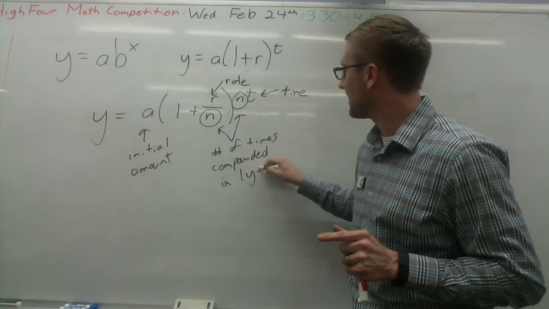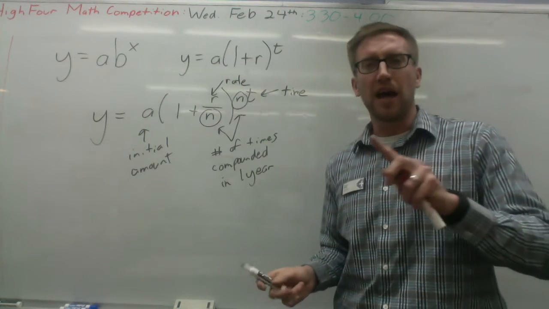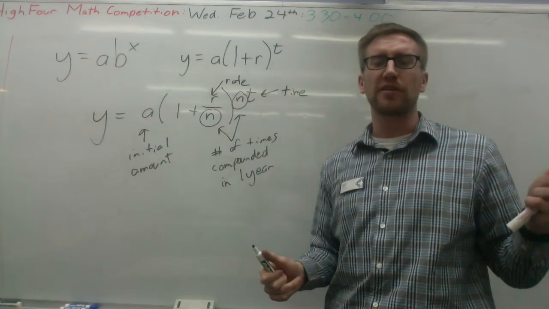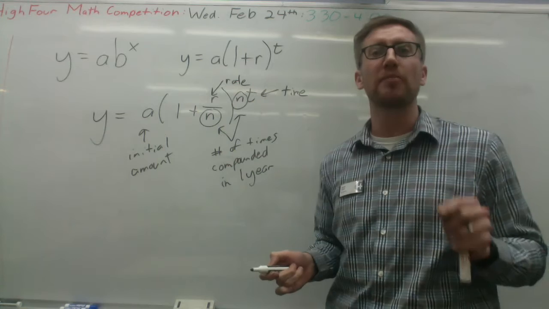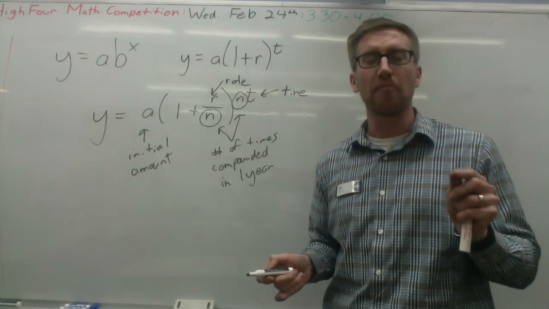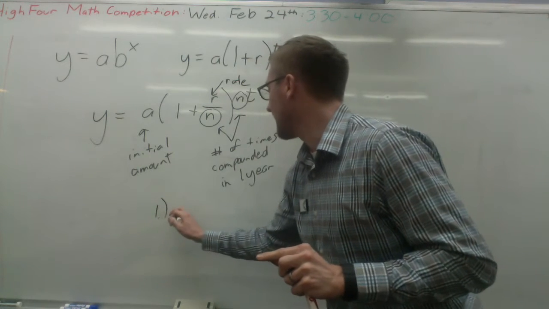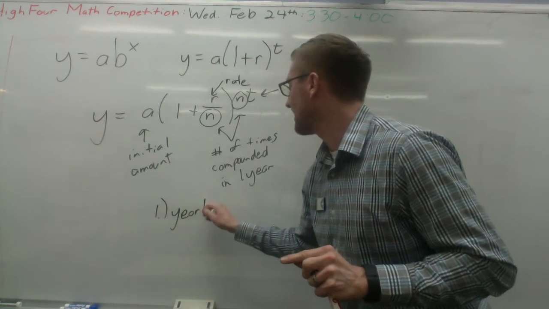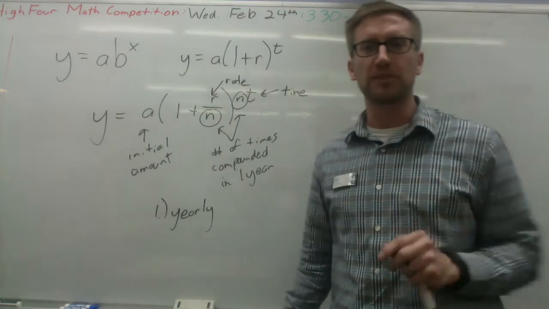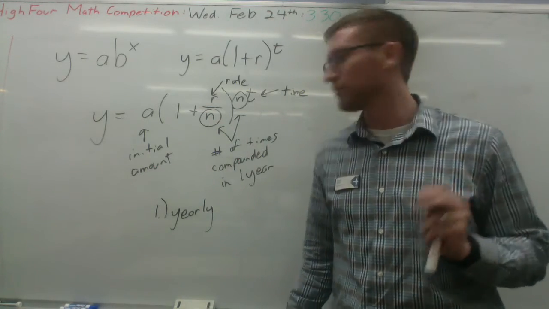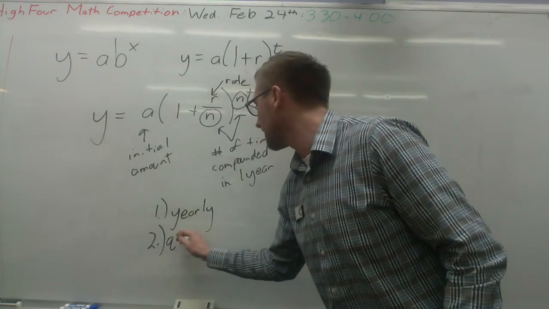So n, this new variable, represents the number of times compounded in 1 year. Oftentimes if you look at different bank accounts or different types of investments, it'll tell you how often your money is being compounded. It can be compounded a few different ways. One way is that it could be compounded yearly, meaning at the end of the year, they apply this formula and it spits out your money. Not the best one. Next one, it could be compounded quarterly.